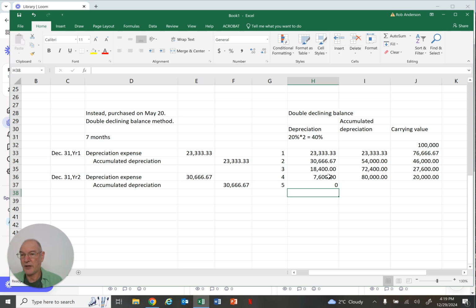So we have now calculated partial year depreciation using the double declining balance method. It's as easy as that. And we have one more video coming up in which we'll look at the units of production depreciation method.